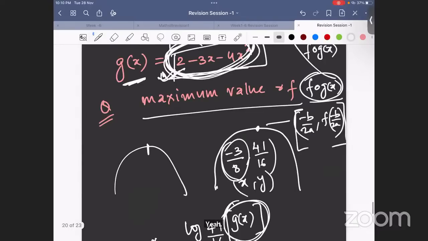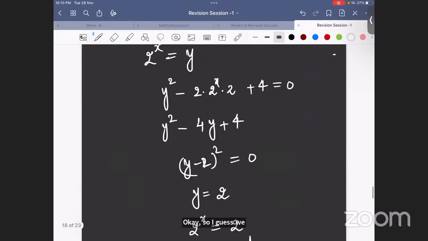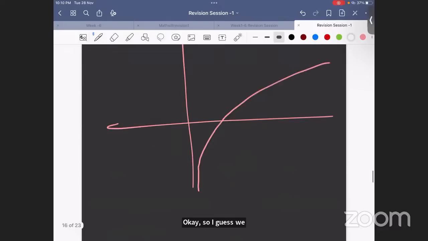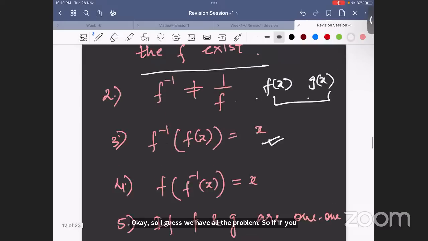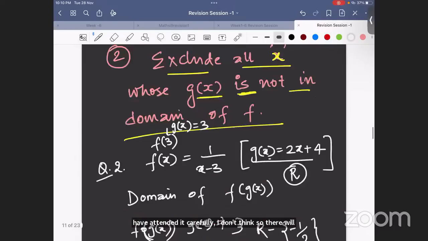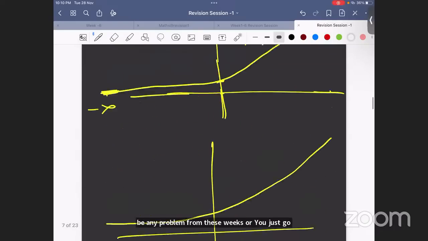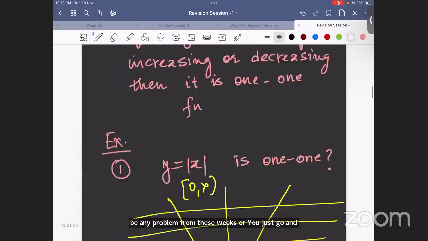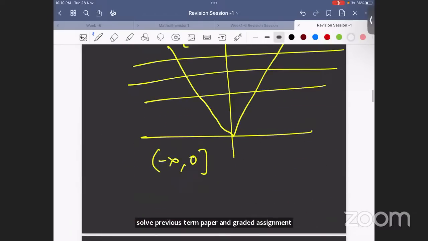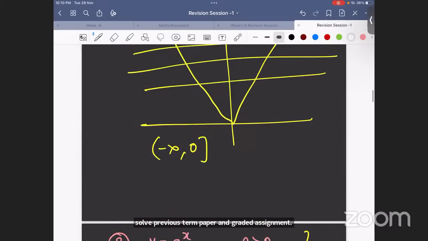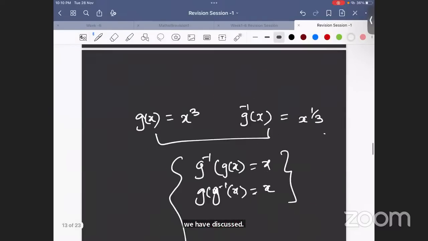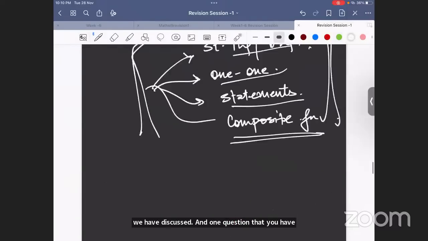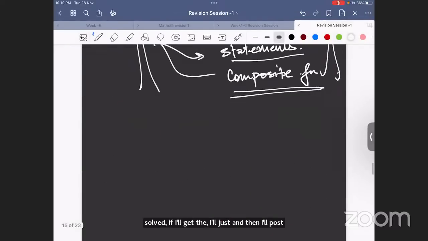Okay, so I guess we have discussed all the problems. If you have attended carefully, I don't think there will be any problem from these weeks. But go and solve the previous term paper and graded assignment. You have time, so solve this type of problem, whatever we have discussed. And the one question that you have solved, I'll work on that and post it on the discourse. I have some confusion in that question.